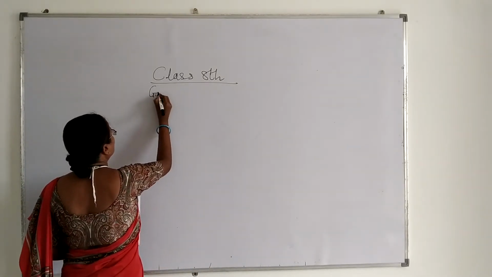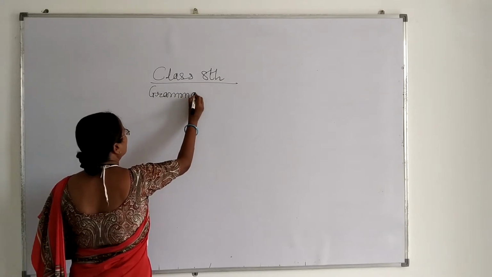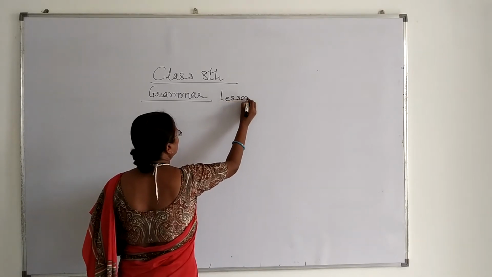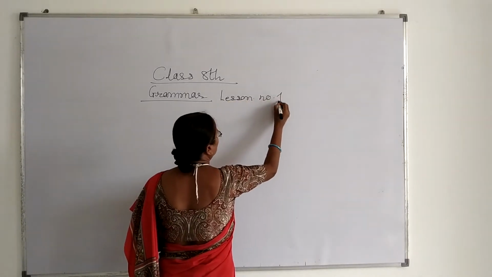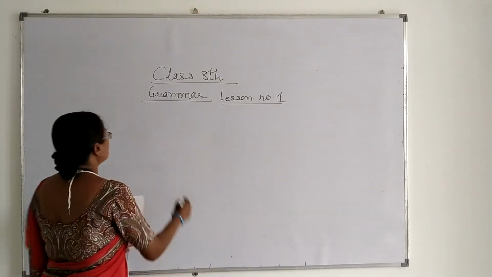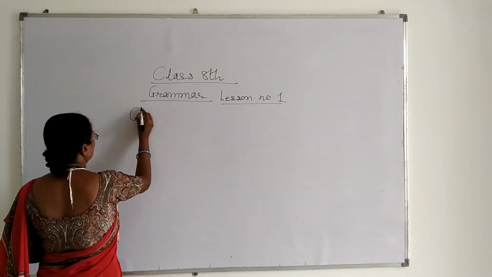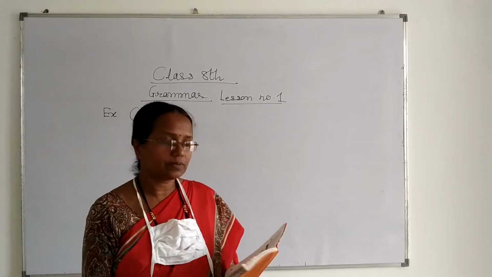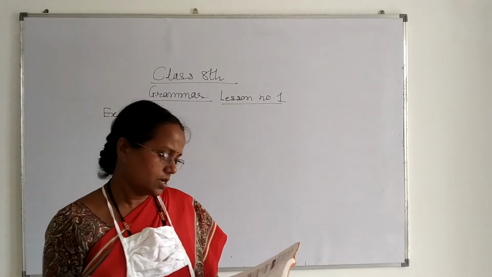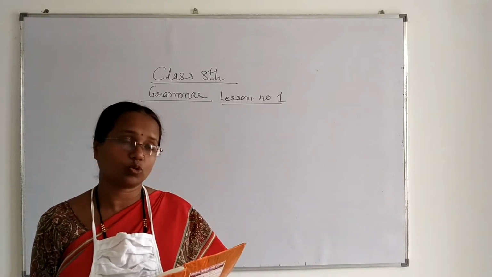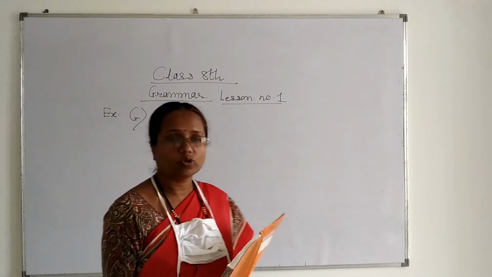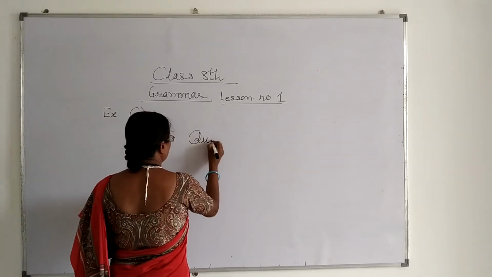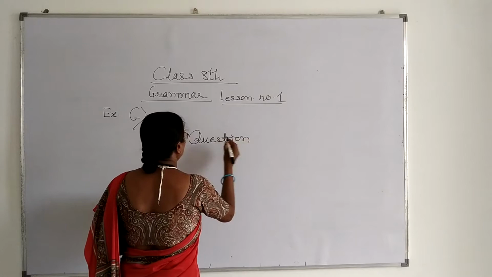We are studying grammar lesson number 1. And exercise G we are going to study today. See students, in exercise G, we have to frame some yes/no questions. Do you know how many types of questions are there? We generally make two types of questions. If I explain through this diagram, there are questions.